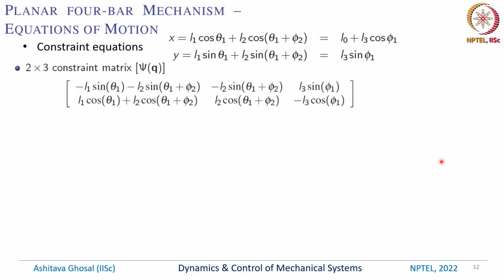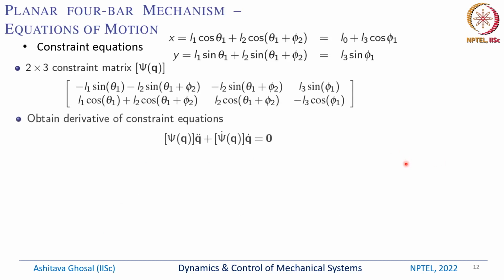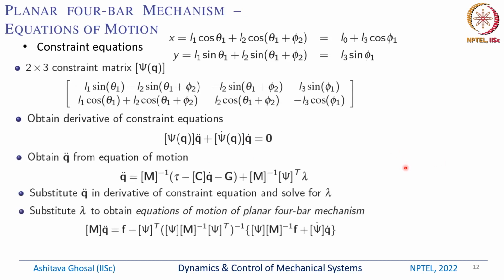So how do I obtain this coupling? We go back and look at the constraint equation. So what are the constraint equations? It is x: L1 cos theta 1 plus L2 cos theta 1 plus phi 2 is L0 plus L3 cos phi 1. Okay, this is seen earlier. The y component of that point where we have broken is L1 sin theta 1 plus L2 sin theta 1 plus phi 2. That will be equal to L3 sin phi 1.